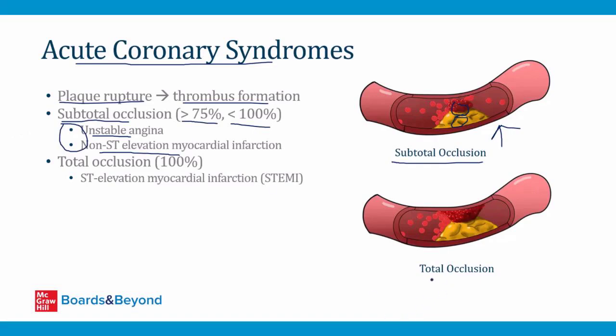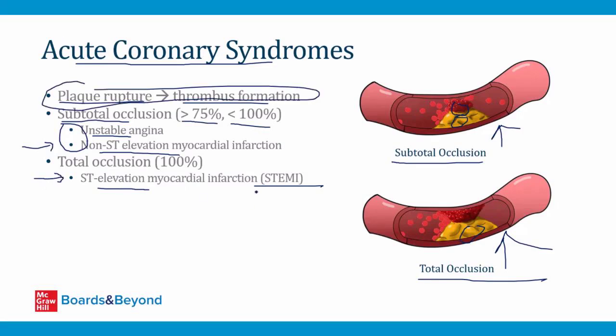In contrast, if you have a total occlusion, you get what's depicted at the bottom of the screen here. There's a plaque, it's ulcerated, and the blood clot is completely occluding flow, so no oxygen can get beyond the occlusion. This is what leads to the clinical syndrome of ST elevation myocardial infarction, also called STEMI. So unstable angina, non-ST elevation myocardial infarction, and STEMI are the three acute coronary syndromes, and they're all associated with plaque rupture and thrombus formation.